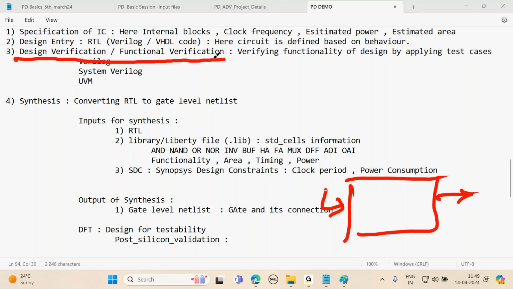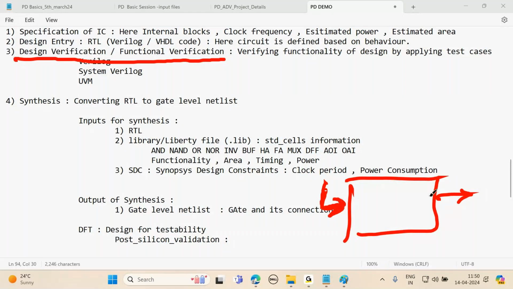With the output we get in the design verification stage. If both are matching, my IC is working properly. If both are not matching, my IC is not working properly. So this testing is done by a team called what? The post silicon validation team. Your DFT team is not going to test that. Who is going to test that? The post silicon validation team.